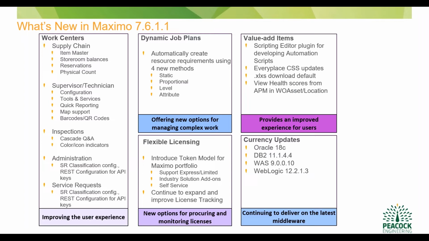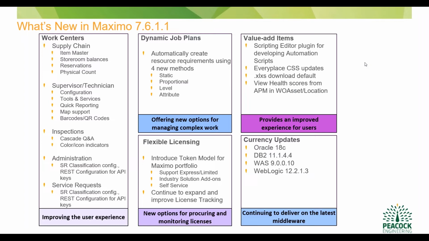Some licensing changes, so there's some tokening in licensing, so new options to procure and monitor your licensing. Top right, there's now a scripting editor plugin for automation scripts if you use them. Another big one is when you do a download it's an XLSX, which, we all know, has been introduced for a while, but the previous download was XLS.